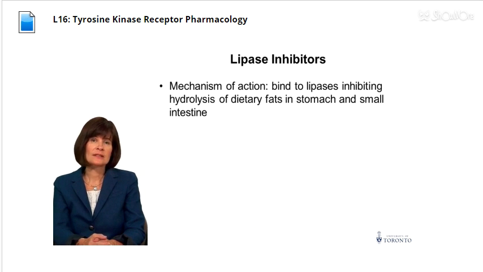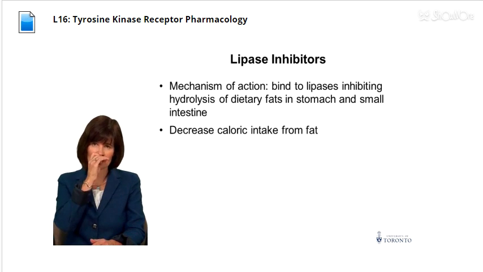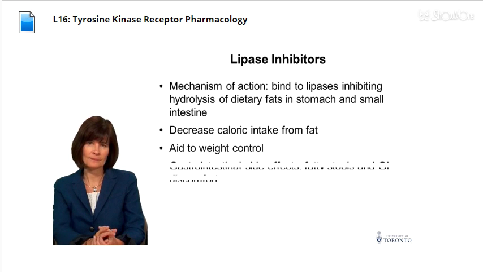The other drugs in this third group that alter nutrient uptake are lipase inhibitors such as orlistat. This drug is used to help decrease caloric intake from fats and therefore acts as an aid to weight control in patients with type 2 diabetes. The drug is a lipophilic compound and it binds to lipases released from the pancreas and the gut. Orlistat inhibits the enzyme hydrolysis of dietary fats in the stomach and small intestine.